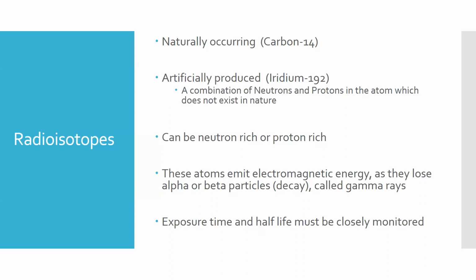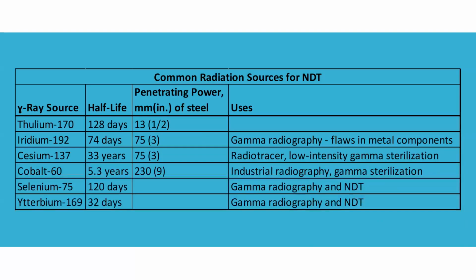A few other common radioisotopes you'll see. We talked about iridium-192. You can see that has a half-life of 74 days. You've got several other elements there, with half-lives measured in days, like ytterbium at 32 days for gamma radiography, up to some that have half-lives in the years. Cesium-137 is 33 years. It's a low intensity, so with the longer half-life, it's a lower intensity in that case.